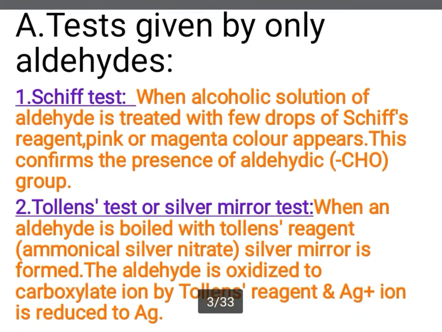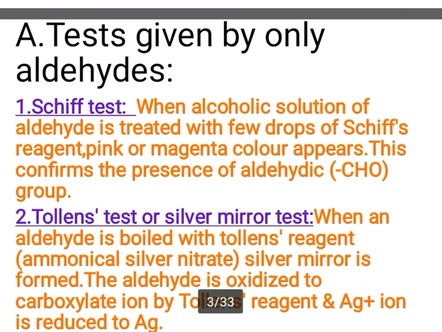Tests given by only aldehydes. In that, the first test is Schiff's test. When an alcoholic solution of an aldehyde is treated with a few drops of Schiff's reagent, a pink or magenta color appears. This confirms the presence of the aldehyde group.